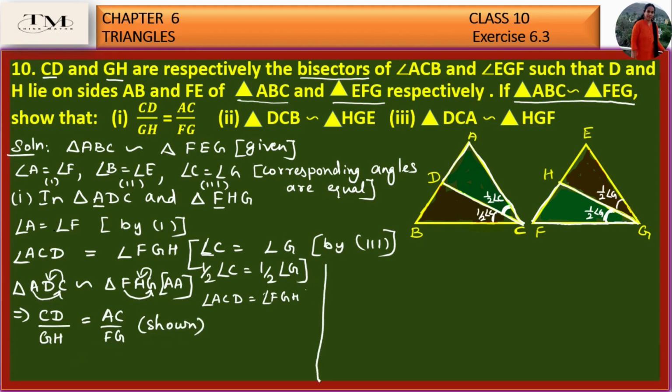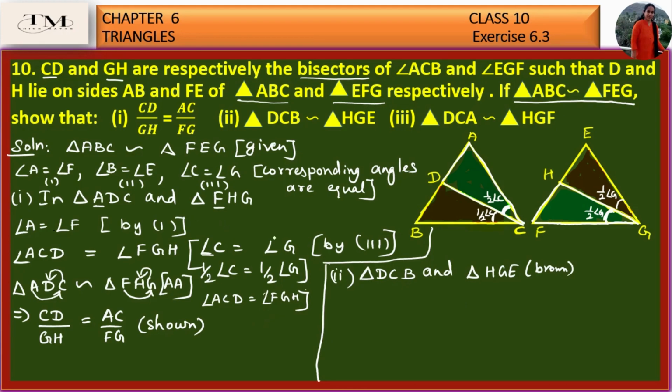So moving on to the second part. What do we have to prove? We have to prove triangle DCB is similar to triangle HGE. So we are taking the triangle DCB and triangle HGE. Where is this triangle? Triangle DCB and triangle HGE, this brown triangle. We have to prove the similarity of this brown triangle.